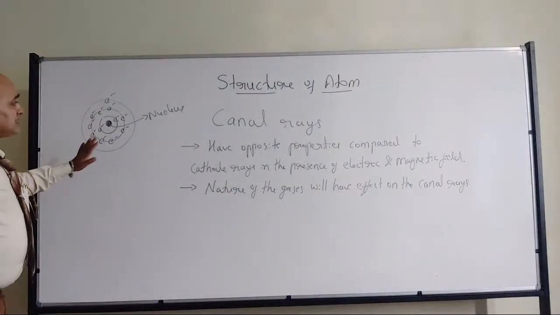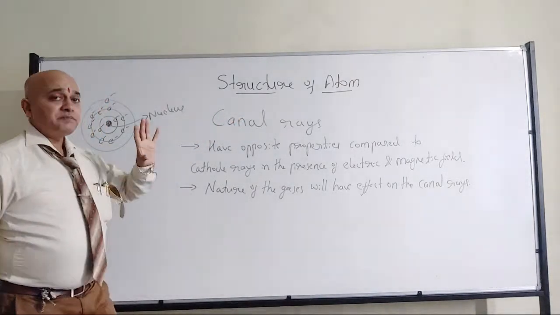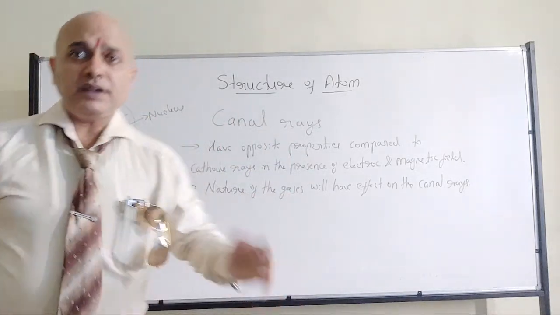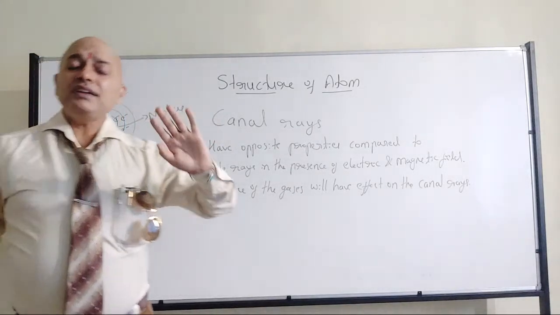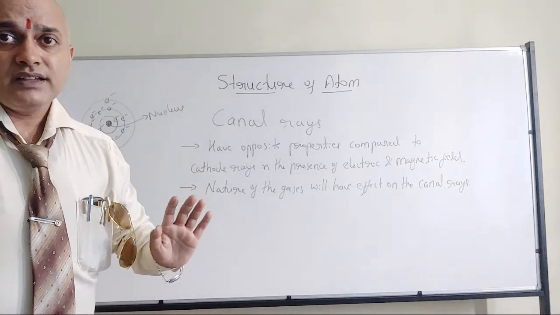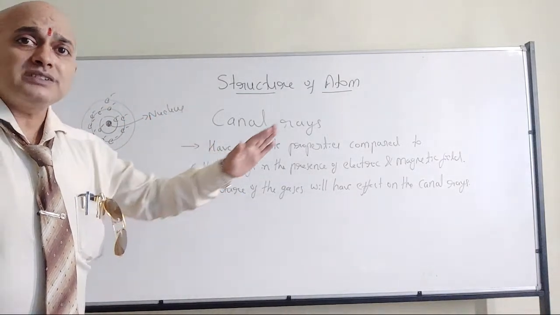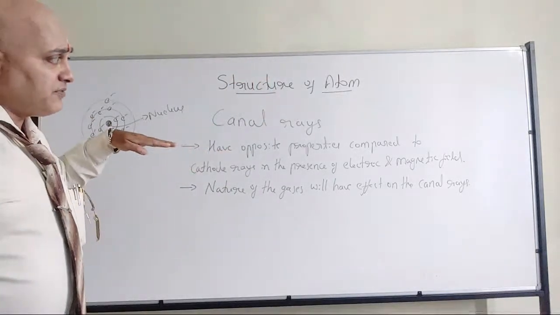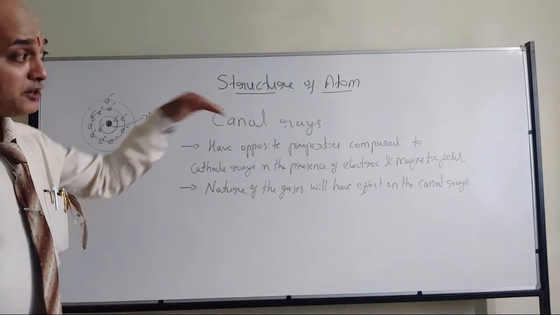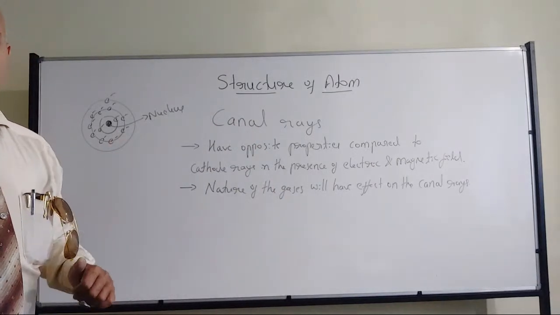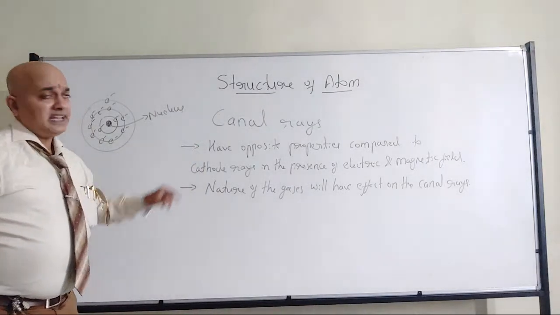Okay? Now, when it comes to canal rays, I am repeating: it is a modification of the cathode ray tube experiment. What they observed here is that these radiations behave exactly opposite to cathode rays. If you go back, cathode rays were bending towards the anode in the presence of an electric field. But here it is exactly opposite: they bend towards the cathode. That shows that they are positively charged radiations, no doubt.